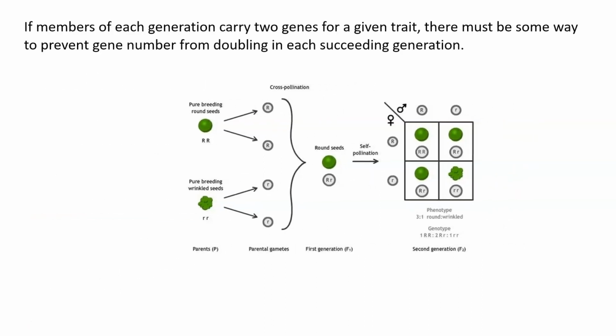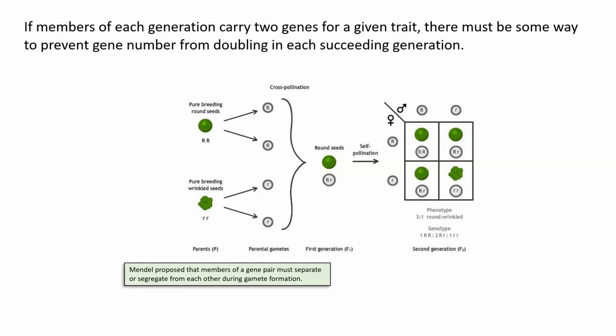Okay, so if members of each generation carry 2 genes for a given trait, there must be some way to prevent gene numbers from doubling in each succeeding generation. That was basically the question I left it with. We will continue to discuss and elaborate on it in this video. Mendel proposed that members of a gene pair must separate or segregate from each other during gamete formation.